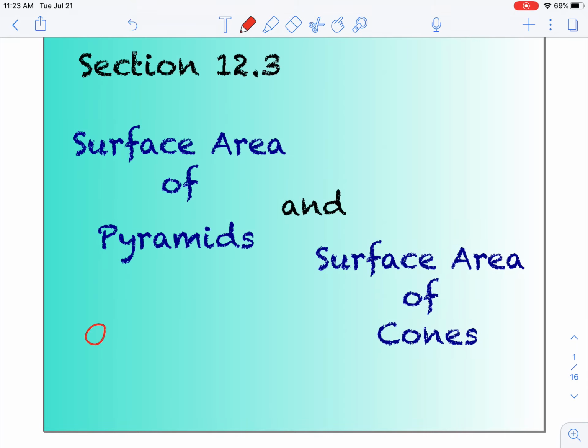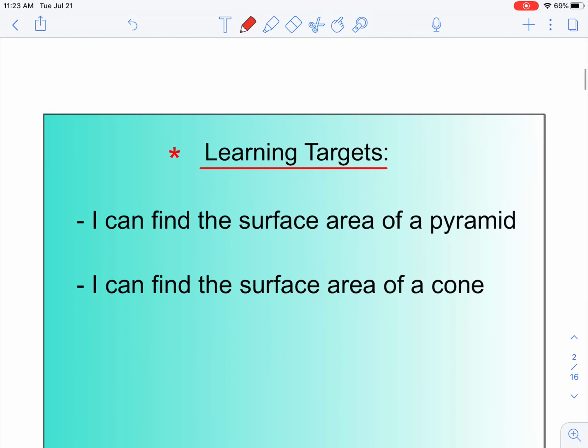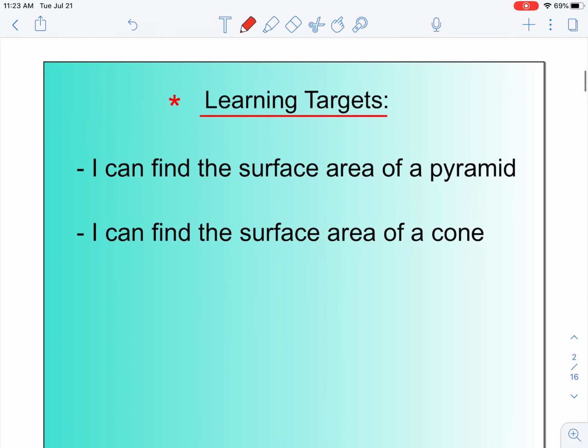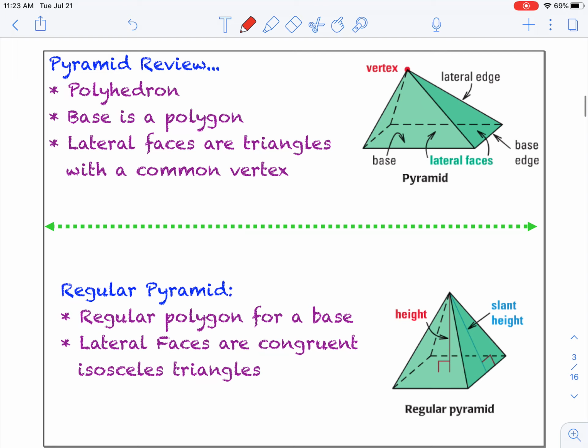Section 12.3, we're going to look at surface areas now of pyramids and cones. So that's what we're going to work on, and we'll show you where the formulas we're going to use come from. But let's quickly review what a pyramid is. Remember, it's a polyhedron because it's made up of faces, edges, and vertices.